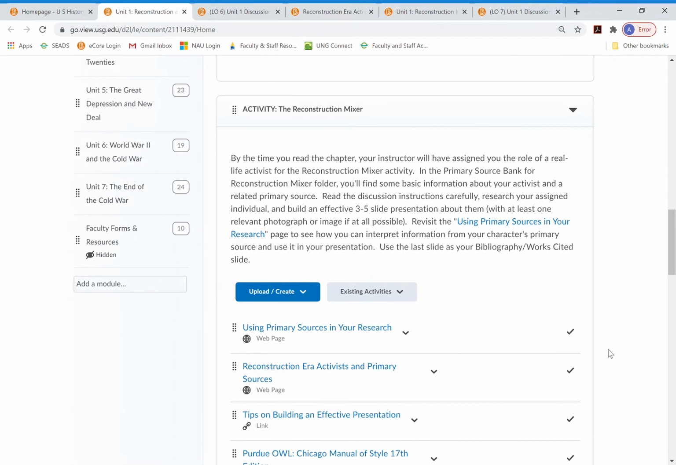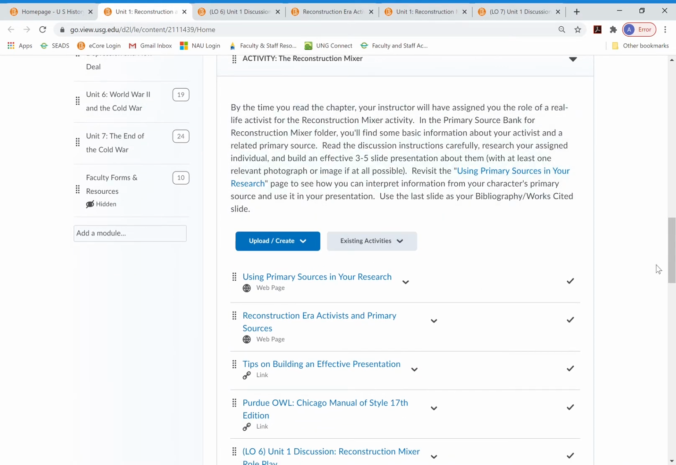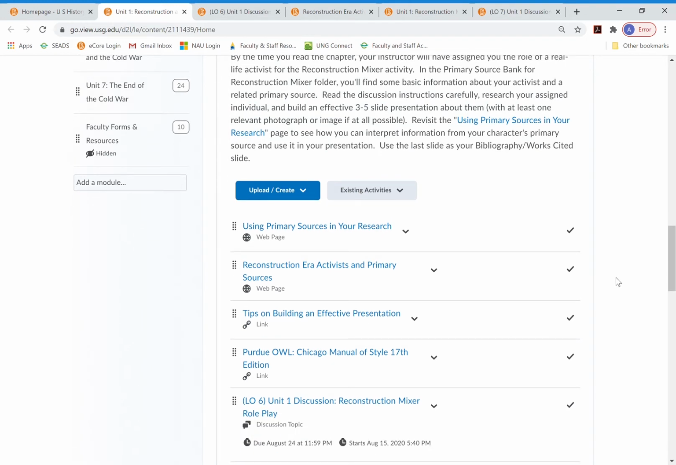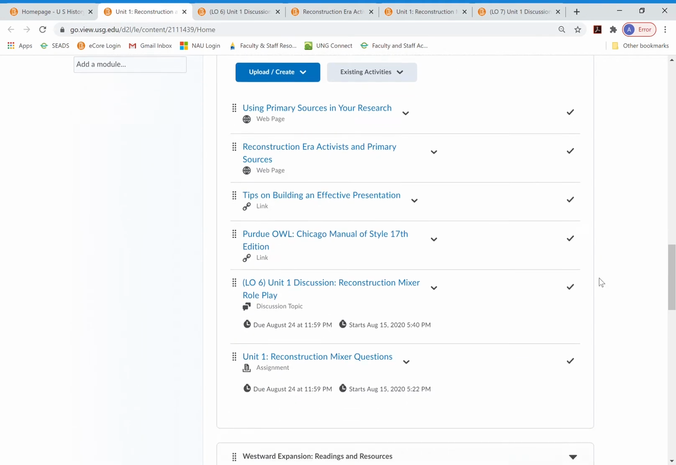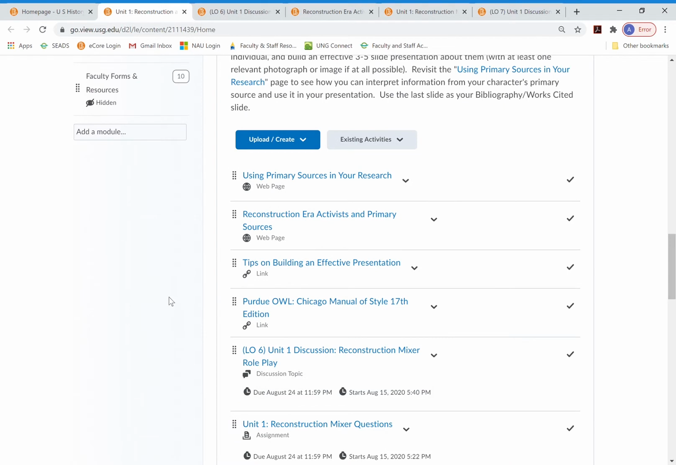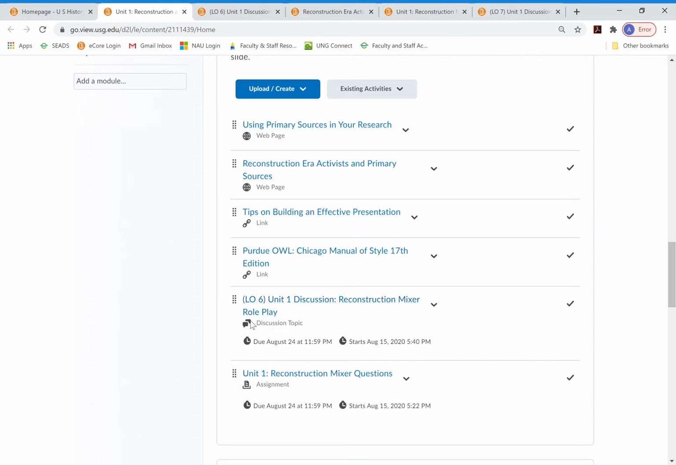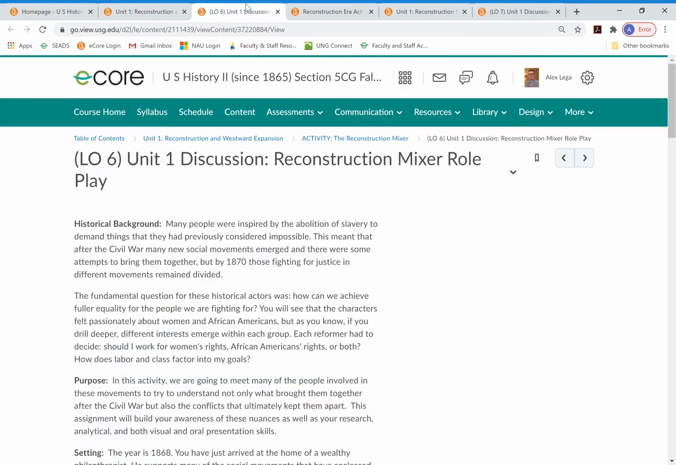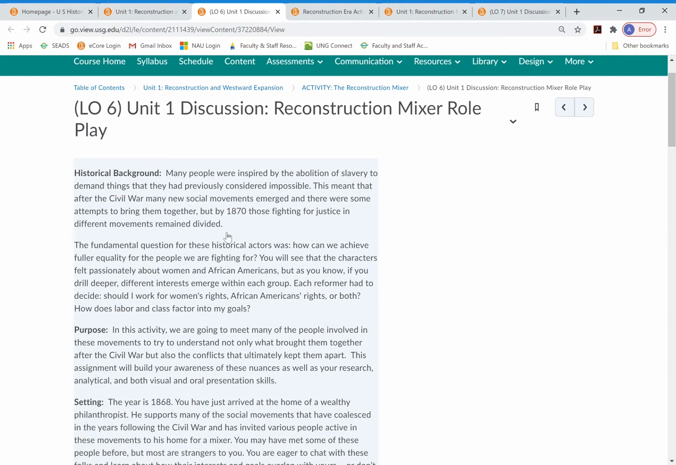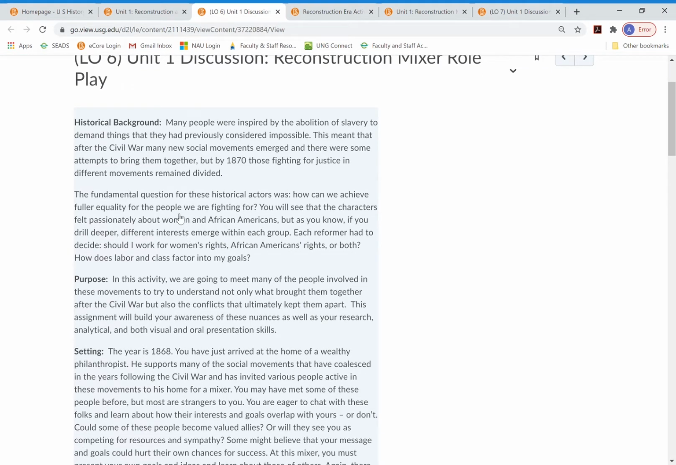Now we're going to get into a fun assignment. This is called the Reconstruction Mixer. This is written assignment number 1 that you're going to have for this week, of 2. So, the Unit 1 Reconstruction Mixer role play. Take a look at these reference documents up on here, using some primary sources and just some general background information. Now we get into the Reconstruction Mixer role play discussion.